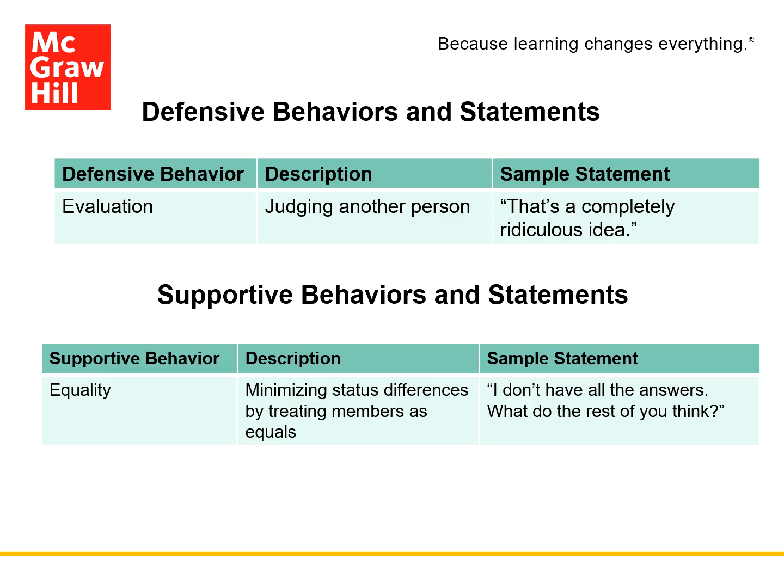And so there are defensive behaviors in groups, right? We know this. Evaluation means that you're judging a person. You might say statements like, oh, that's completely ridiculous. And then there are supportive behaviors in groups. And this is where it's more equal and you want to minimize differences by treating people as equals. And you might say a statement like, I don't have all the answers. What do the rest of you think?